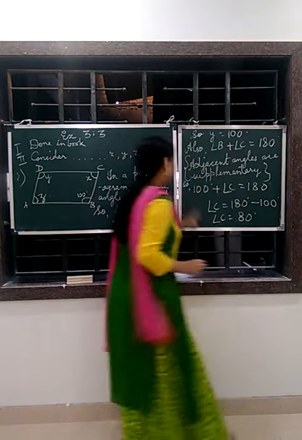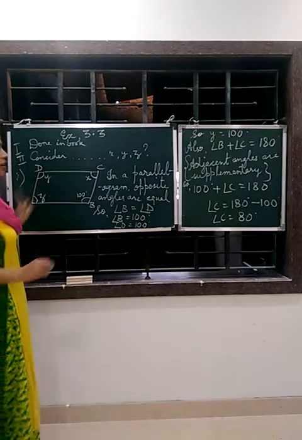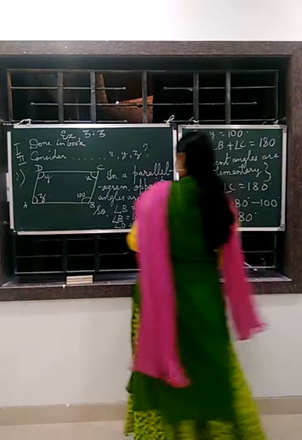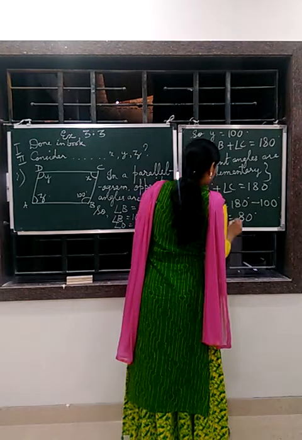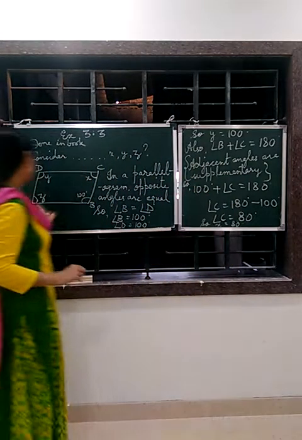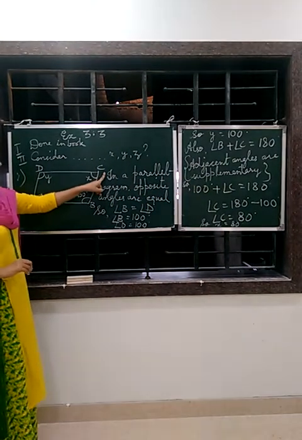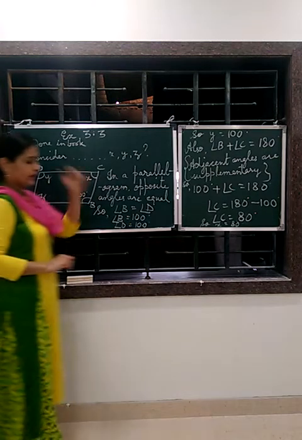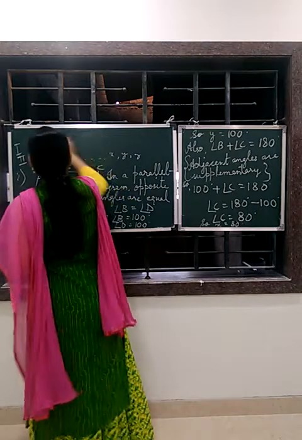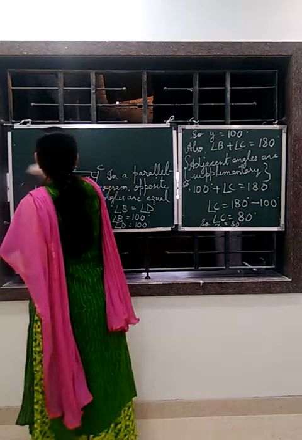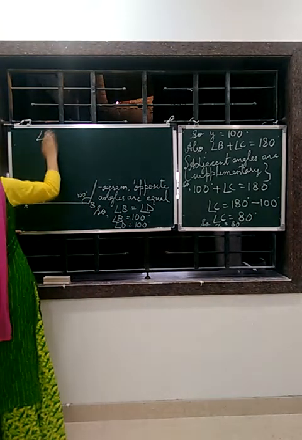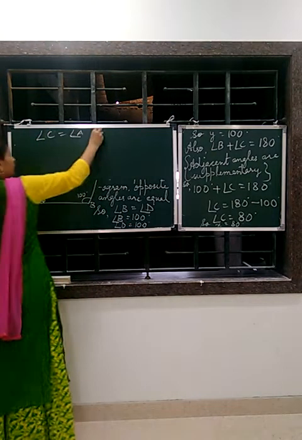Now, angle A and angle C are equal. Why? Because they are again opposite angles. So, angle A will also be equal to angle C. X is 80 degrees, so angle A is also 80 degrees. So, we write that also. Angle C is equal to angle A.